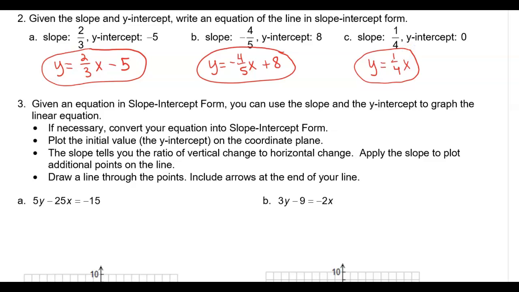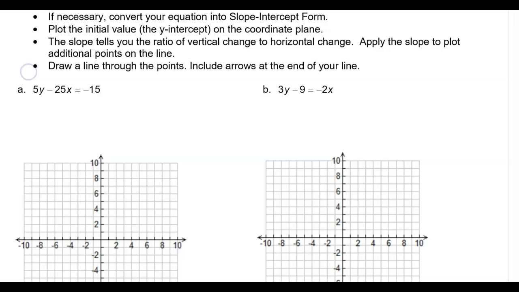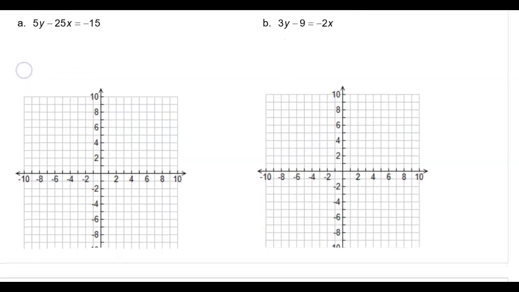Next, we are going to graph these equations that we will have in slope-intercept form. If you look at the next 2 problems, we do not have them in slope-intercept form, so we're going to convert them into that form. The first problem, I will add 25x to both sides. Now I have 5y equals 25x minus 15. Divide through by 5, and you have y equals 5x minus 3.